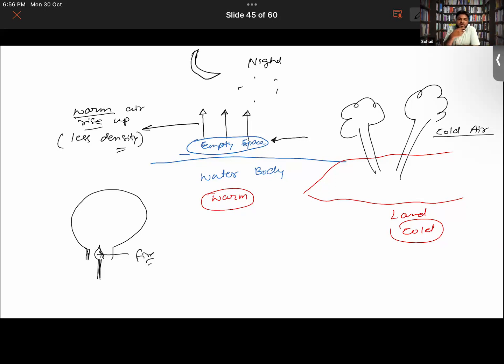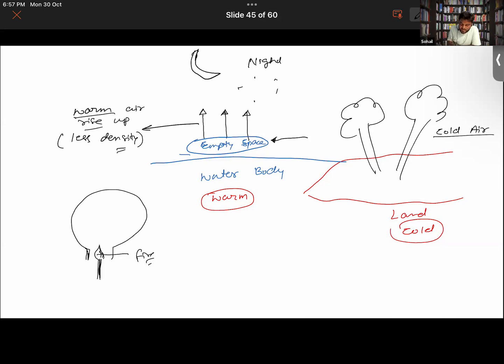If you were to visit parts of Rajasthan or any desert area, you will observe that during the daytime it's extremely hot, right? And during the night time it's cold. You will actually require sweaters and blankets to spend the night in the desert. So it shows that the air above the land is colder during the night time.